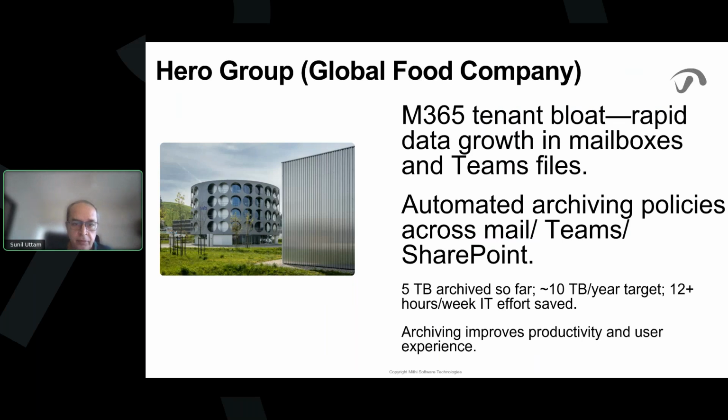So about 5 TB has been archived so far, and they're on the way to archive another 10 TB this year, right? They've saved 12 hours per week of IT effort. So archiving improves that productivity and user experience. So the bloat can cause all kinds of issues, right? The upside is by archiving, the tenant has become lighter, and now the normal work is much better, and the IT effort is saved on trying to manage this bloat, right?